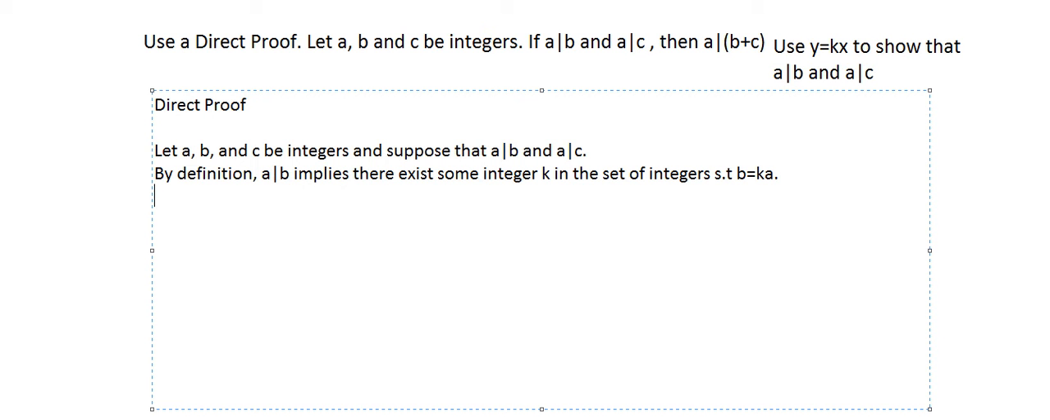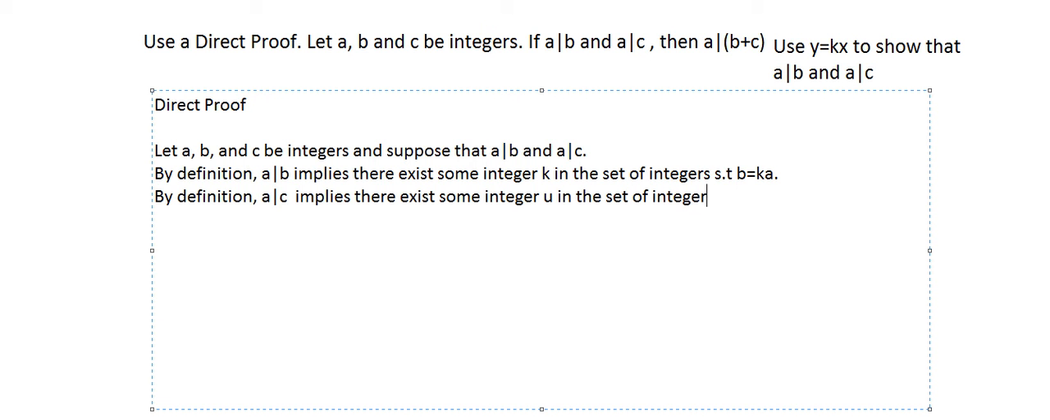And then for a divides c, we'll say by definition, a divides c implies there exists some integer, and we have to use another letter for this one because we can't use k, so we'll say u in the set of integers such that c is equal to ua.